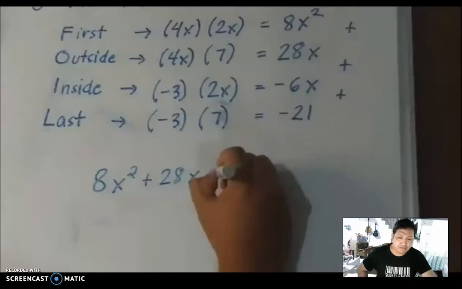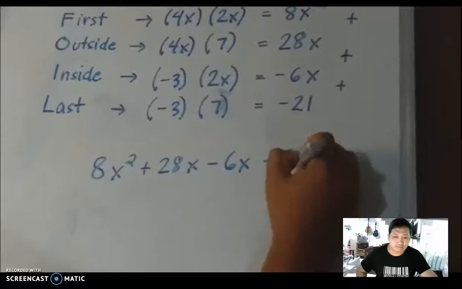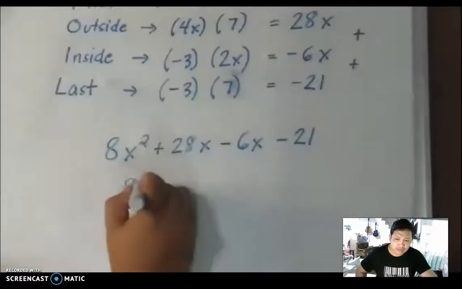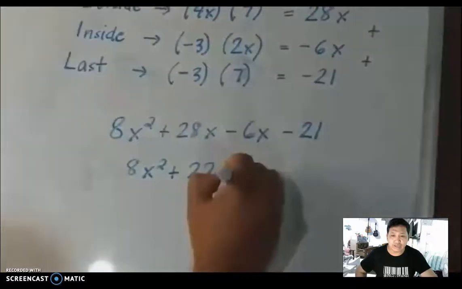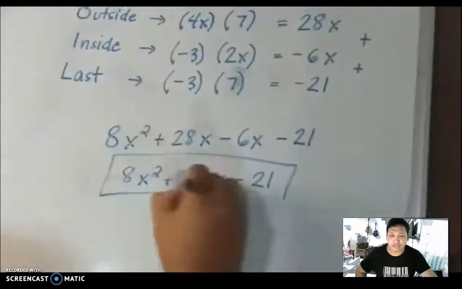Let's see the answer. After that, we'll just combine similar terms, which are 28x and negative 6x. And we'll arrive at 8x squared plus 22x minus 21. And that's your final answer.